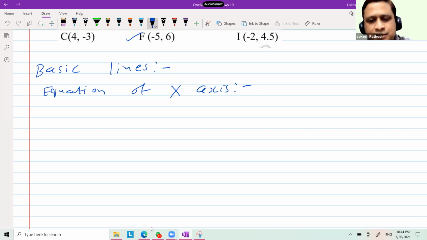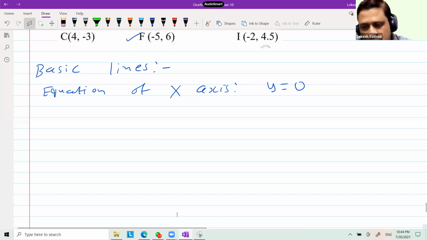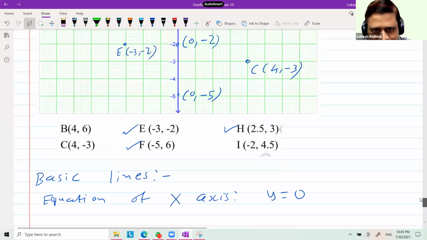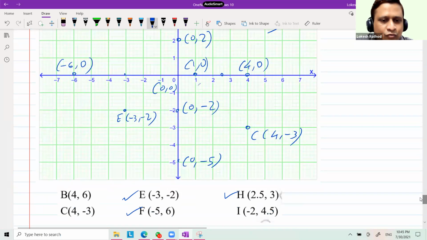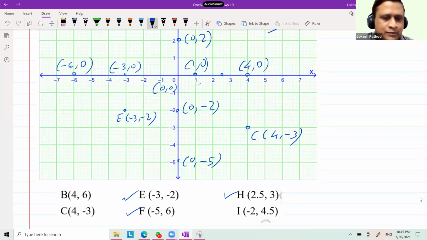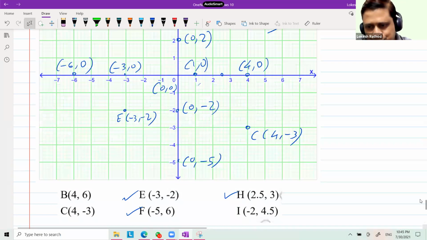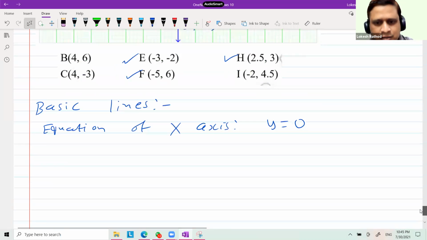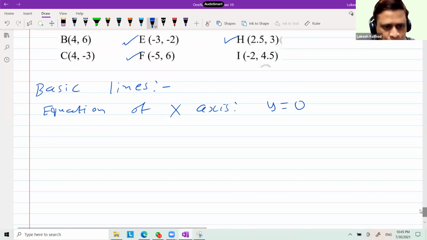The equation of the x-axis is y equal to 0. Why y equal to 0? Because all the points on the x-axis are such that their y coordinate is 0. Now you take any point, its y coordinate is 0. So the equation of the x-axis is y equal to 0. Is it clear?